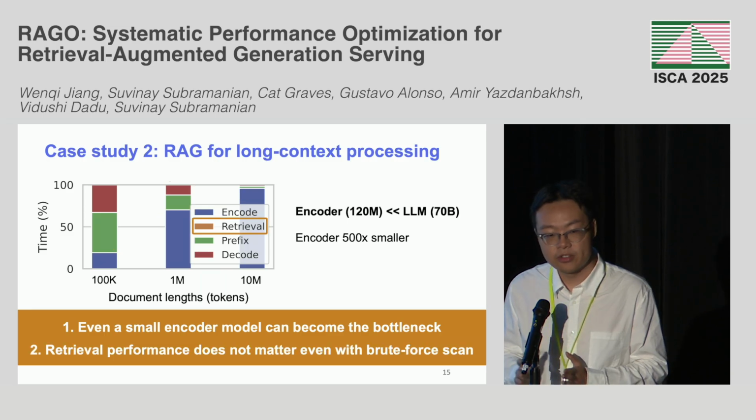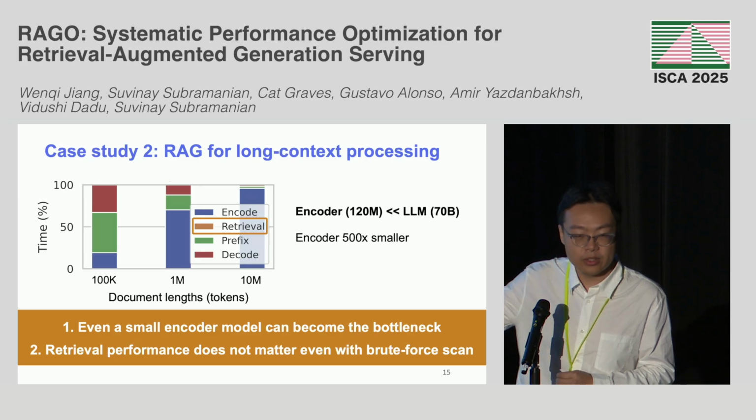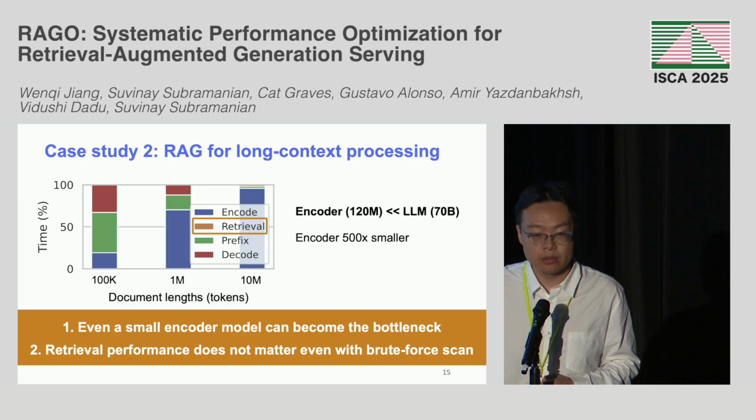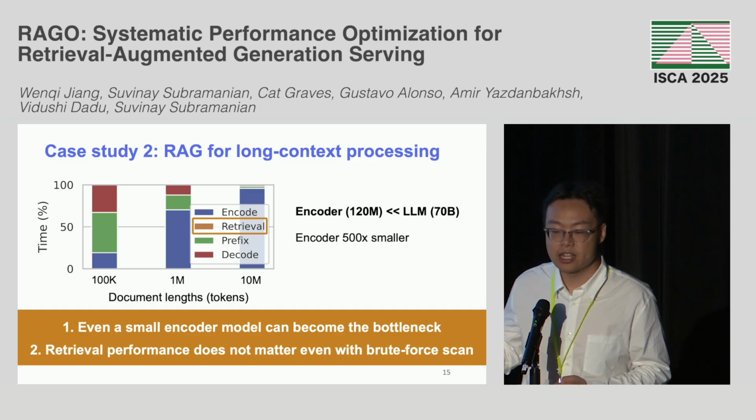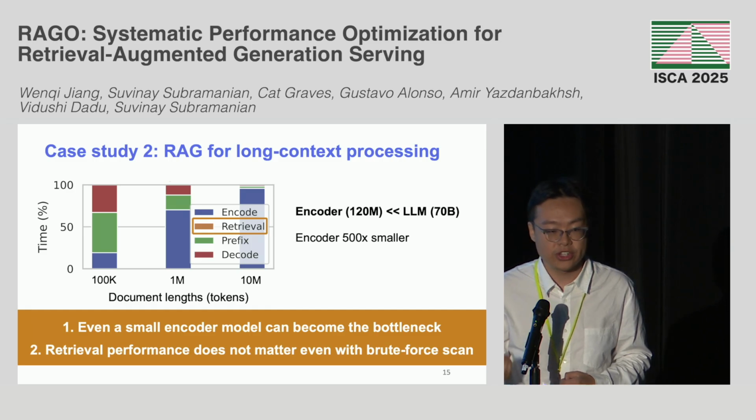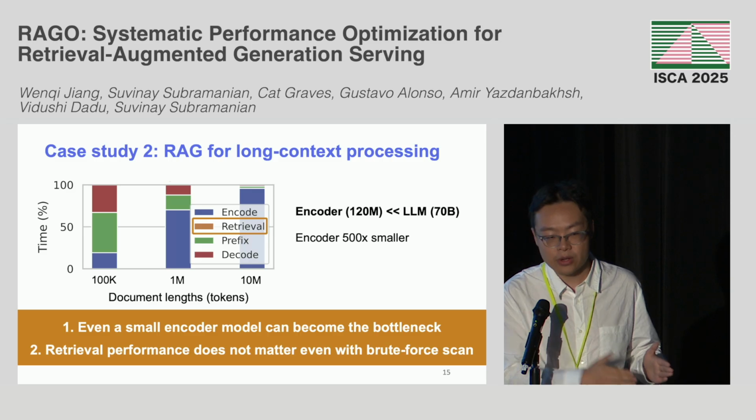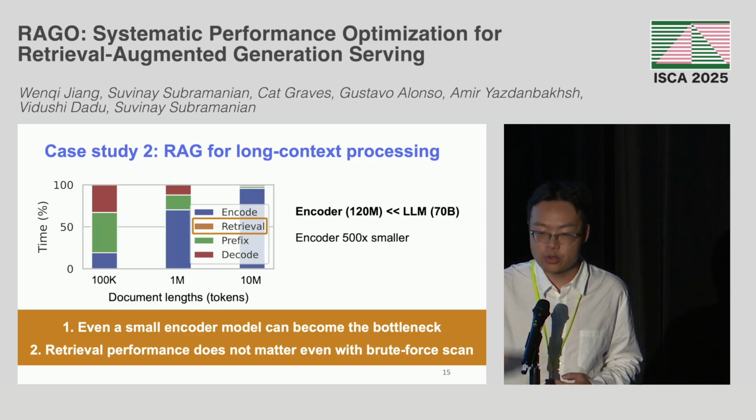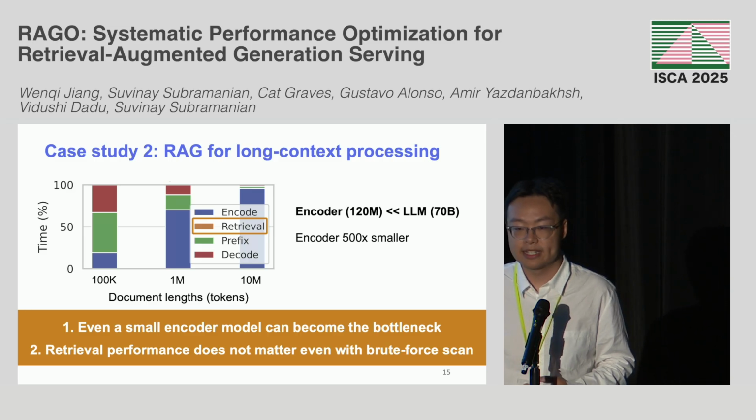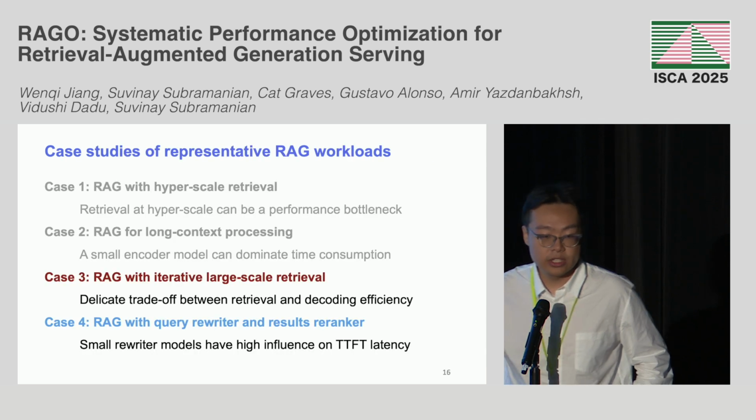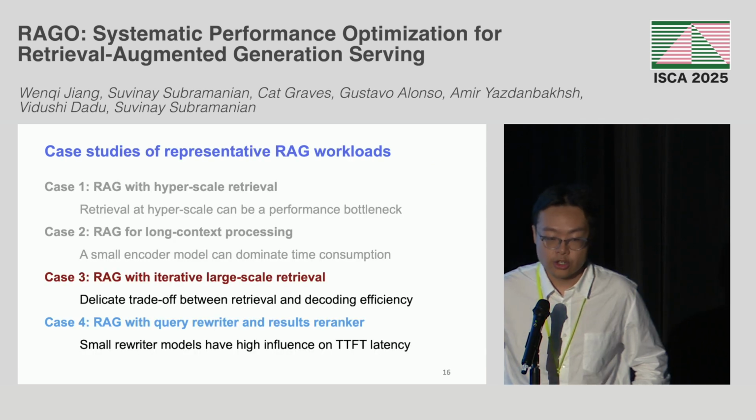And the second interesting observation here is that if you try to look at where the retrieval time is in the bar, you can find it's almost invisible. And this is even given the assumption that we're using a brute force search here without an index at all. So in contrast to the first case study where retrieval performance is absolutely crucial, here retrieval performance is not important at all.